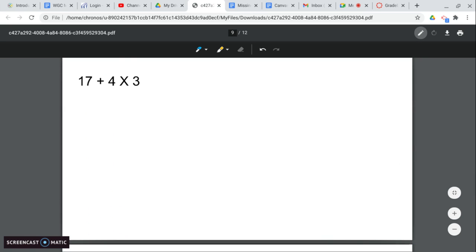Excellent. All right, next one. What do we do first? 4 times 3, since there's no parentheses or exponents. So that's 12. We're adding 17 to it. So 17 plus 12 is going to give us 29.